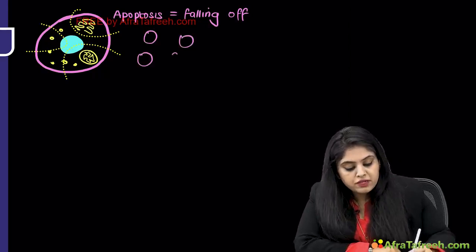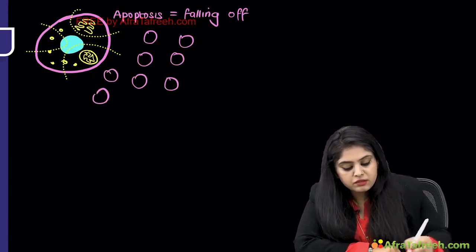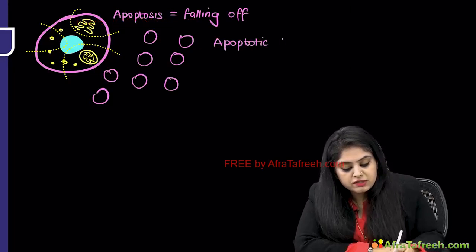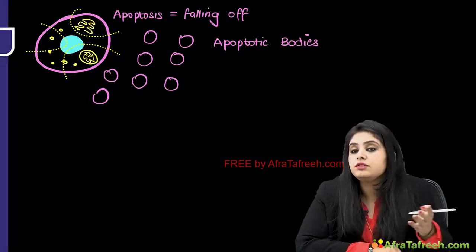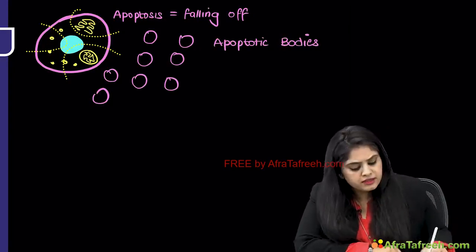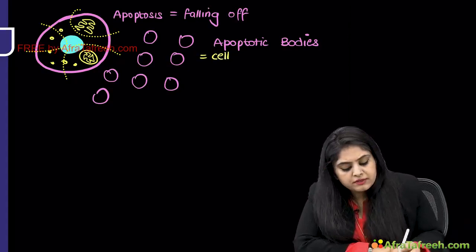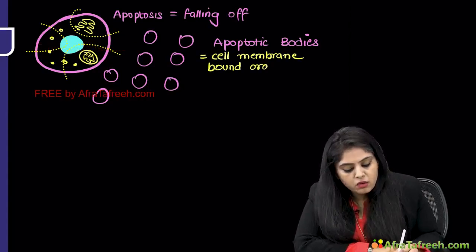It's going to fall off into tiny, tiny bodies known as apoptotic bodies. So they ask you, what is the definition of apoptotic bodies? Do the apoptotic bodies have a nucleus or they don't? Both possibilities are there. What are apoptotic bodies? They are cell membrane bound organelles with or without the nucleus.